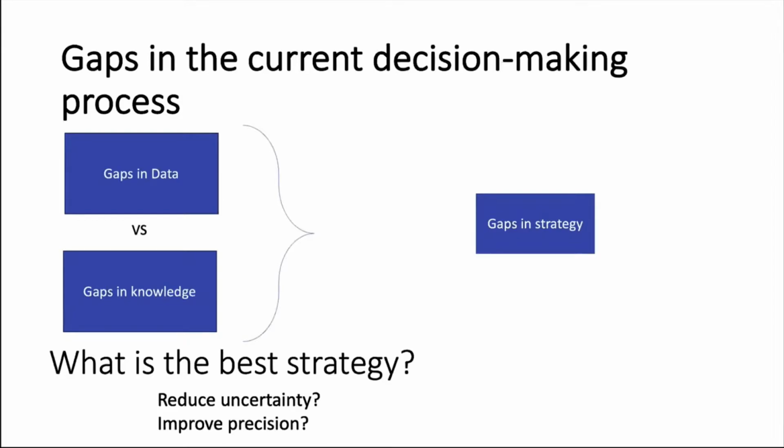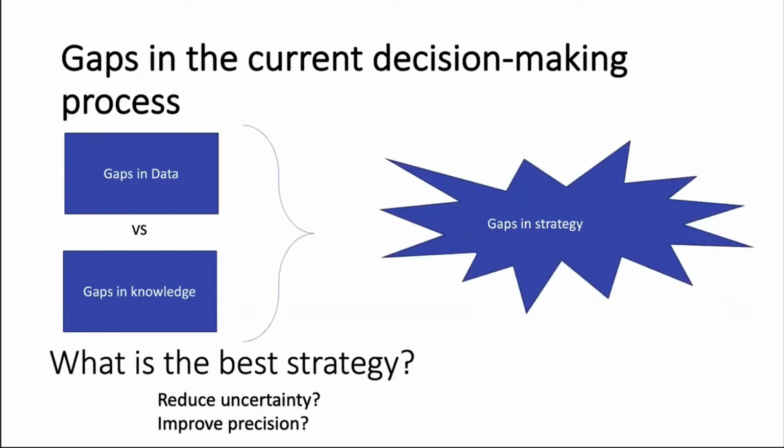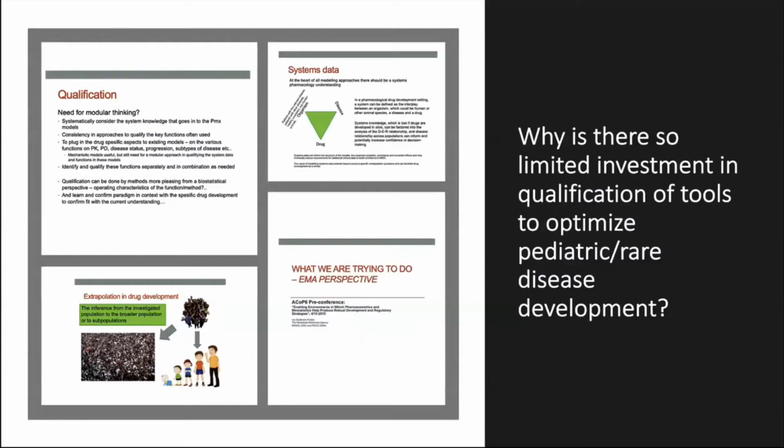We should move from this empirical data-informed decision-making to a more knowledge-based decision-making, thinking about the overall uncertainty that we're trying to reduce, and thinking also about the precision in the dosing recommendation, for instance, if that is the question of interest that we're trying to achieve. So it is all about a shift in strategy for the plan, data collection, and analytical methods used.